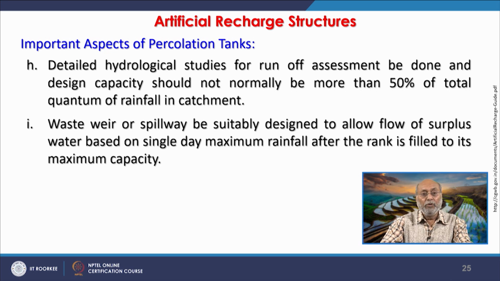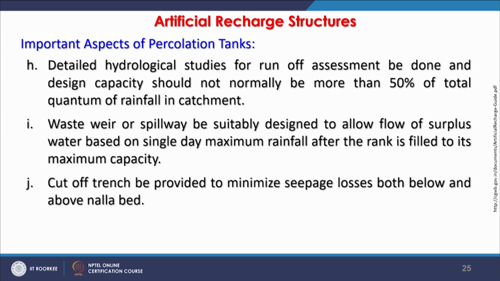Now, overflow, spillway, waste weirs, sluice gates, all of these should be suitably designed to allow the flow of surplus water. Otherwise, what would happen? It may harm the bund of these tanks, and for next year, or even that year, a lot of valuable water, rainwater, will go away. So, there is always a need for a spillway or waste weir or something like that which will allow the surplus to go away, so that we can have the maximum capacity and fill up to the maximum level.